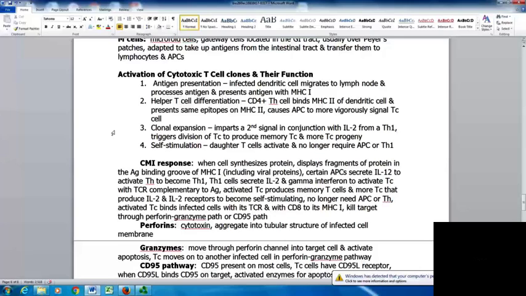During clonal expansion, it imparts a second signal in conjunction with IL-2 from a Th1 cell, and this triggers the division of the cytotoxic T cell to produce memory cytotoxic T cells and more cytotoxic T cell progeny. So then we end up with self-stimulation. This is going to be when you have daughter T cells that will be active and they no longer require an antigen presenting cell or a Th1. So this self-stimulation is an important part of amplifying the response.